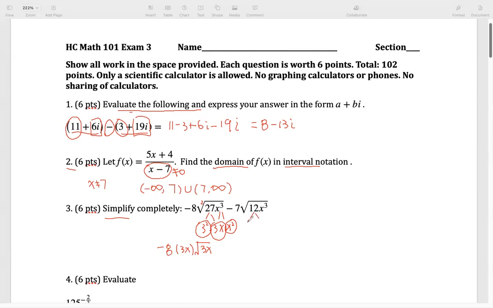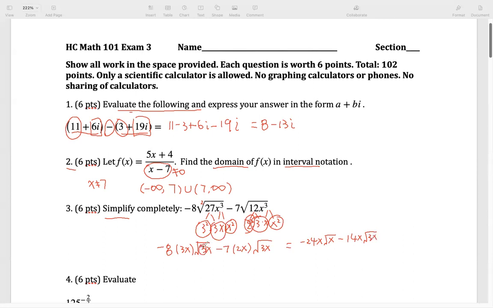So this one, we have 12 is 4 and 3. x cubed is the same thing, x and x squared. Well, 4 is 2 squared. So 2 squared, square root becomes 2, x squared, square root becomes x. So that's negative 7 times 2x. Then square root of 3x. Because 3x is still under the square root sign. Well, then negative 8 times 3, that's negative 24x square root of x. Then minus 7 times 2x, minus 14x square root of 3x.